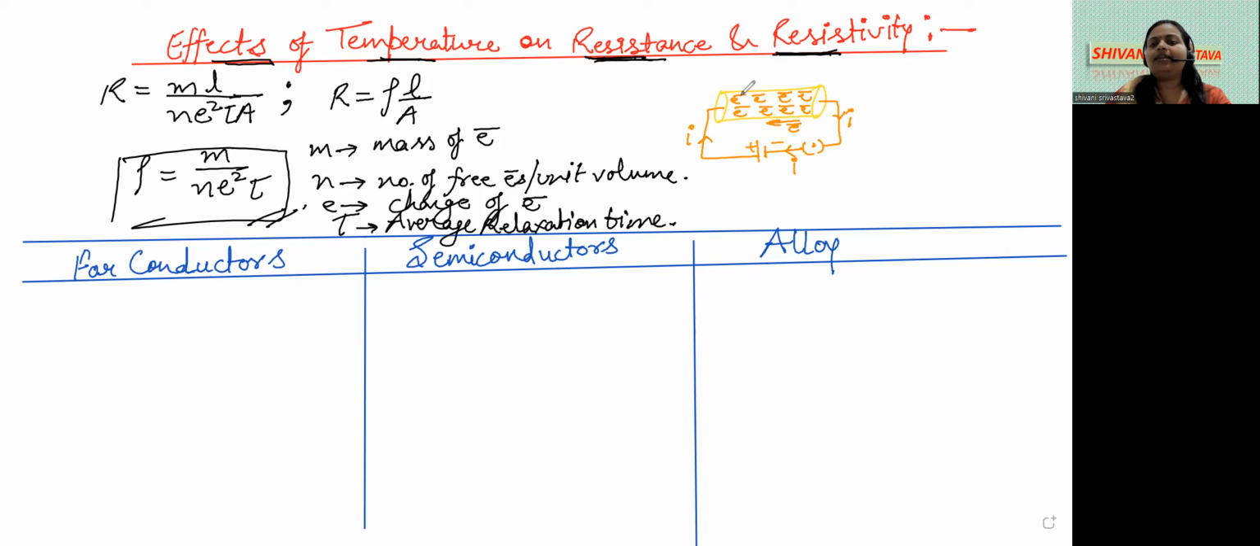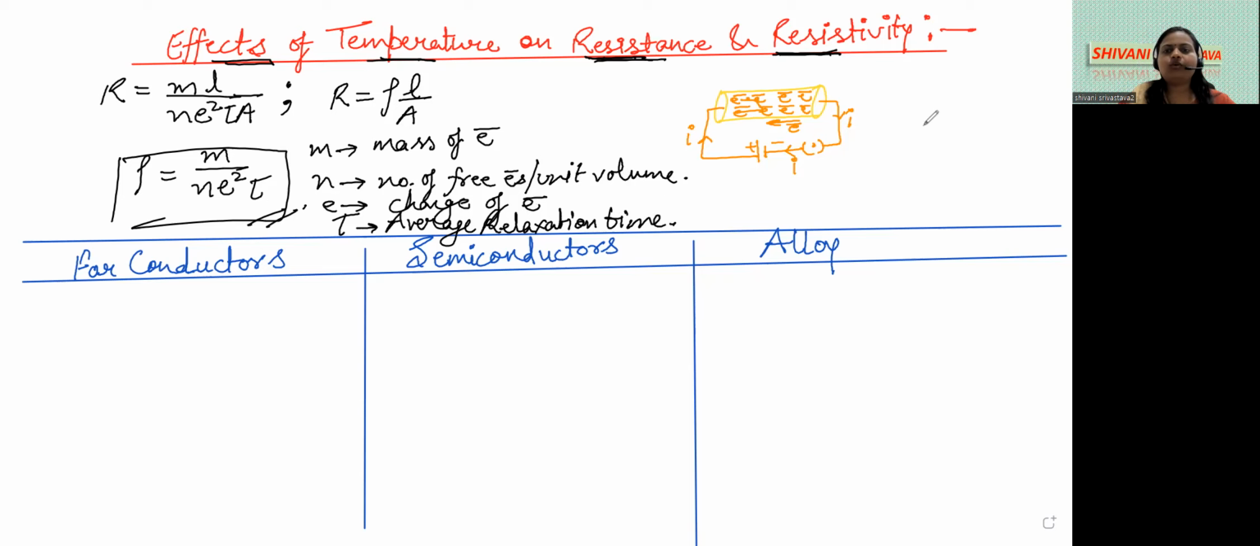When the electrons get the potential difference, they get energy, so they start vibrating. They will collide with each other. This electron will collide with this one. In between the collisions, they get relaxed also. They get a relaxation time. For a few seconds they pause, and that pause is known as relaxation time.